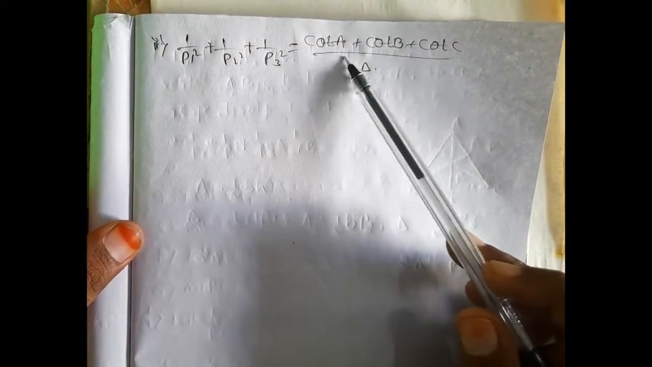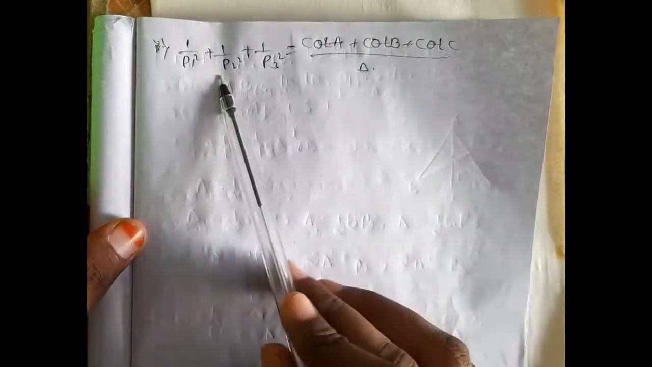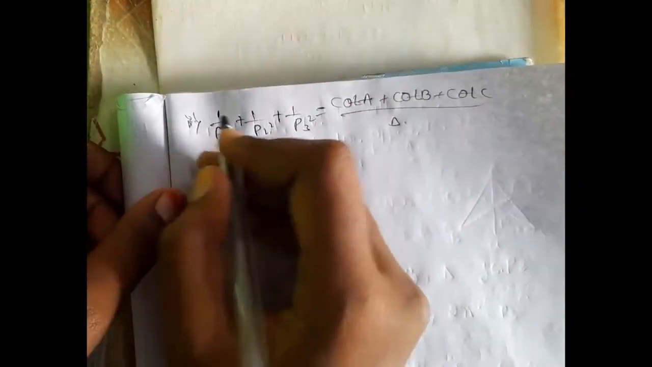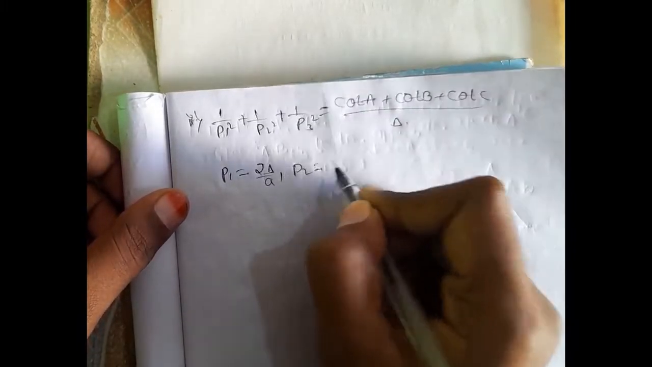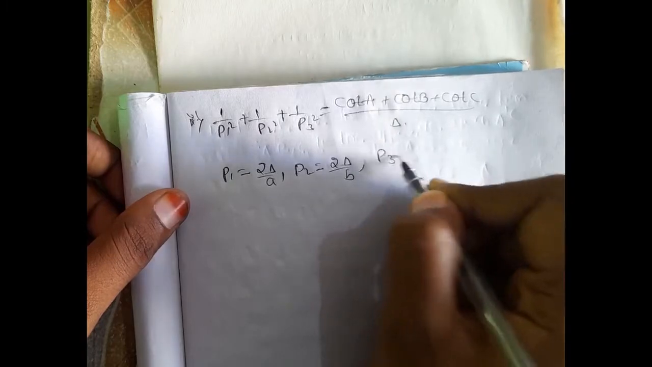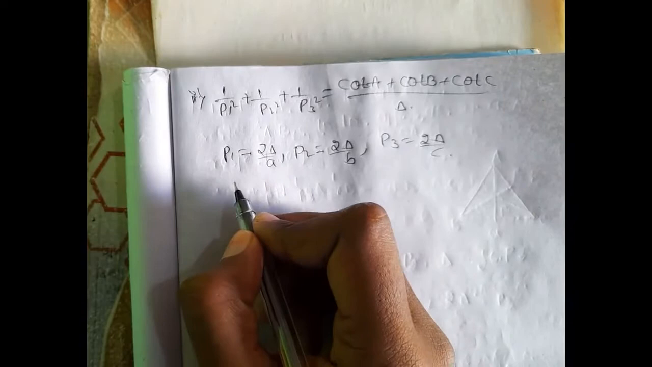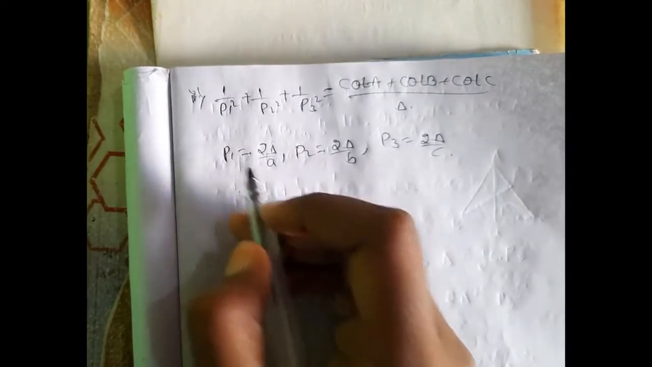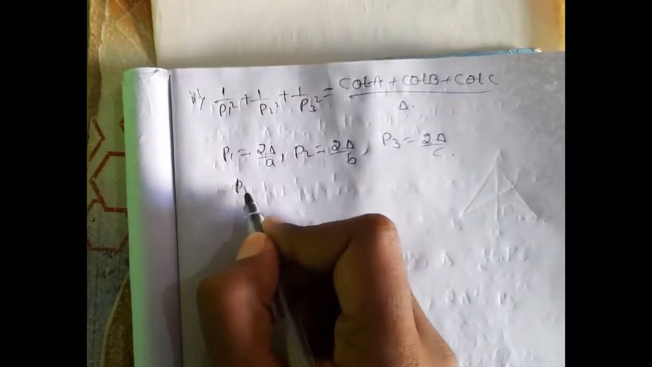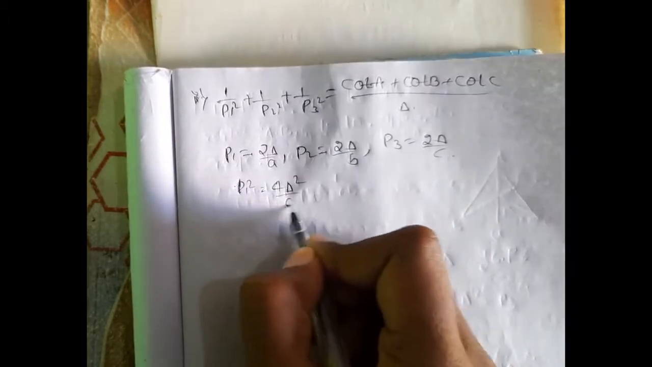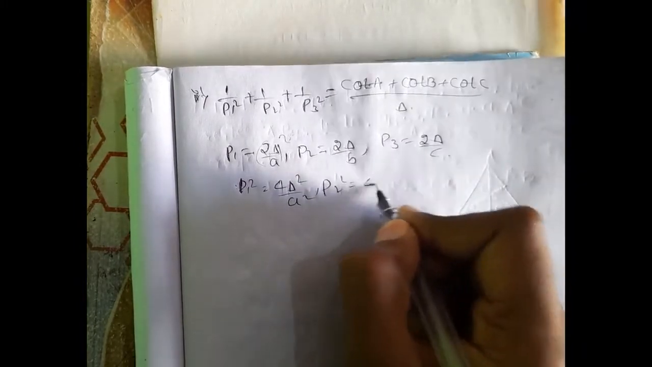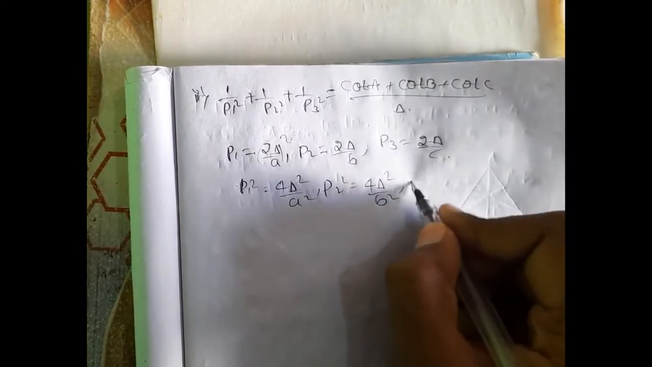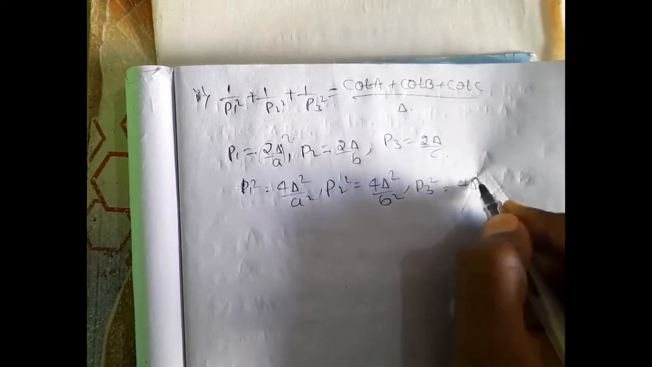P3 square equals cot A plus cot B plus cot C by delta. So we have to prove this is equal to this. So what is P1? 2 delta by A. What is P2? 2 delta by B. What is P3? 2 delta by C, from the last problem. So now first P1 square: 4 delta square by A square, right? Now P2 square, 4 delta square by B square. What is P3 square? 4 delta square by C square.